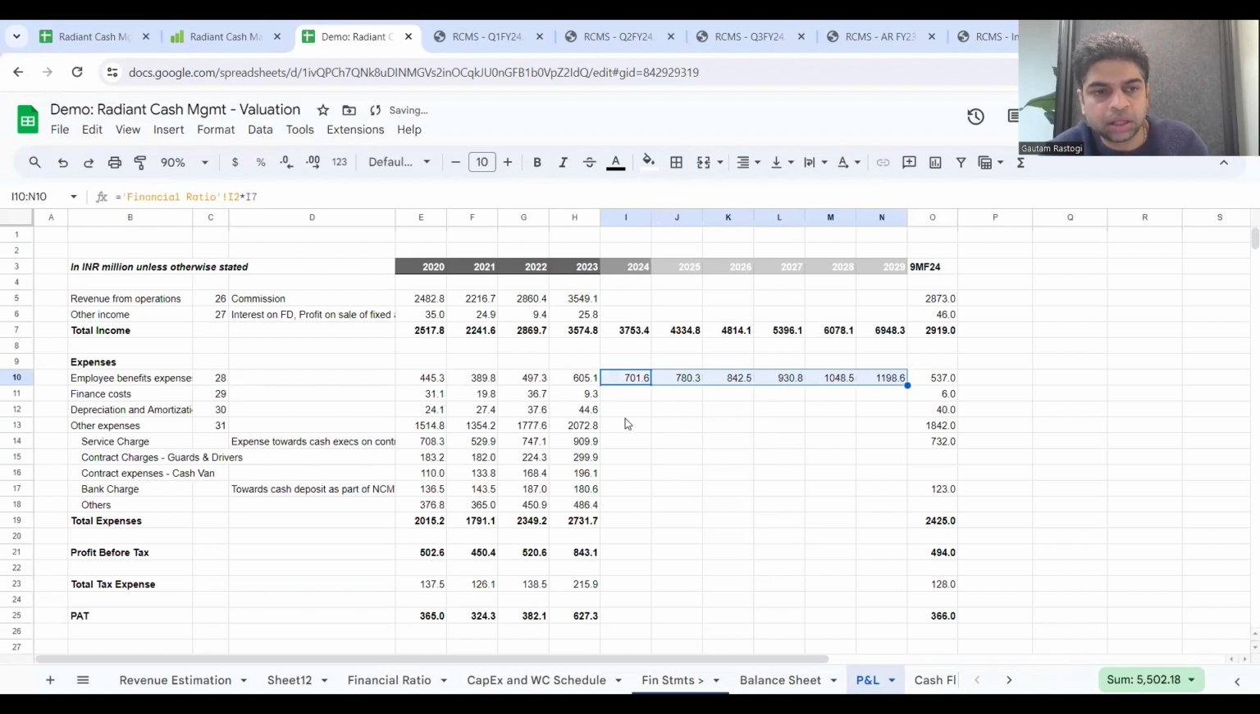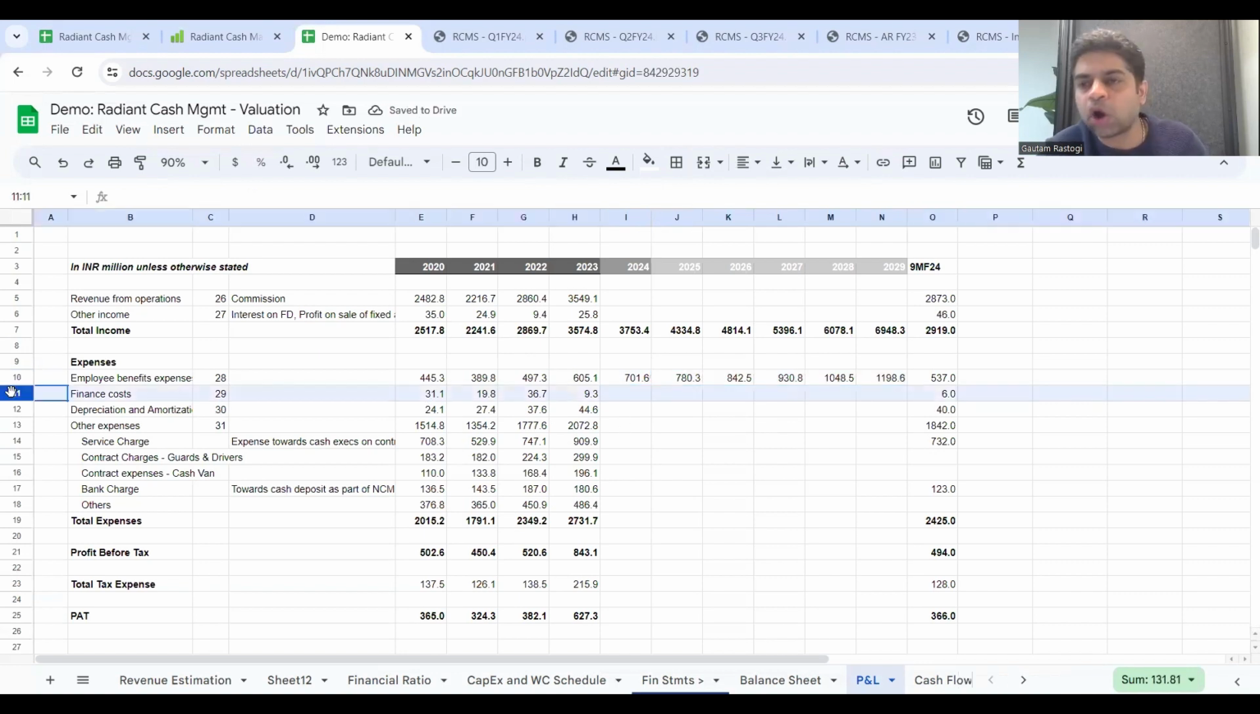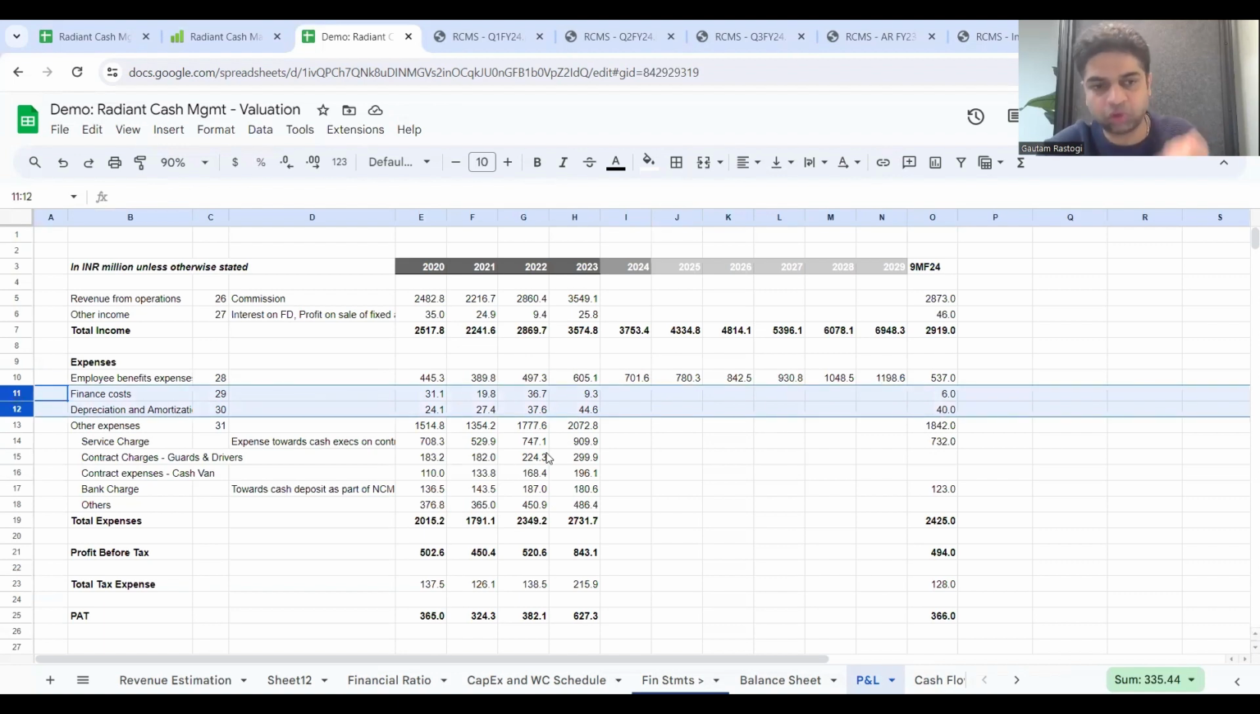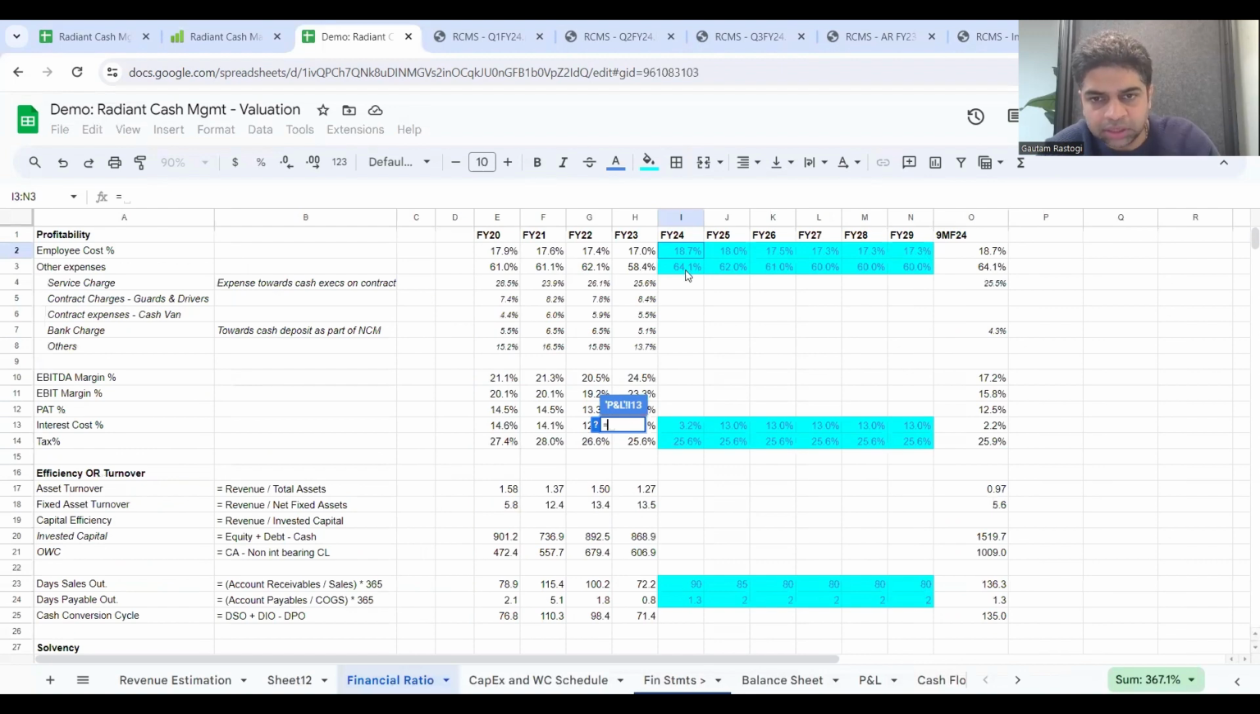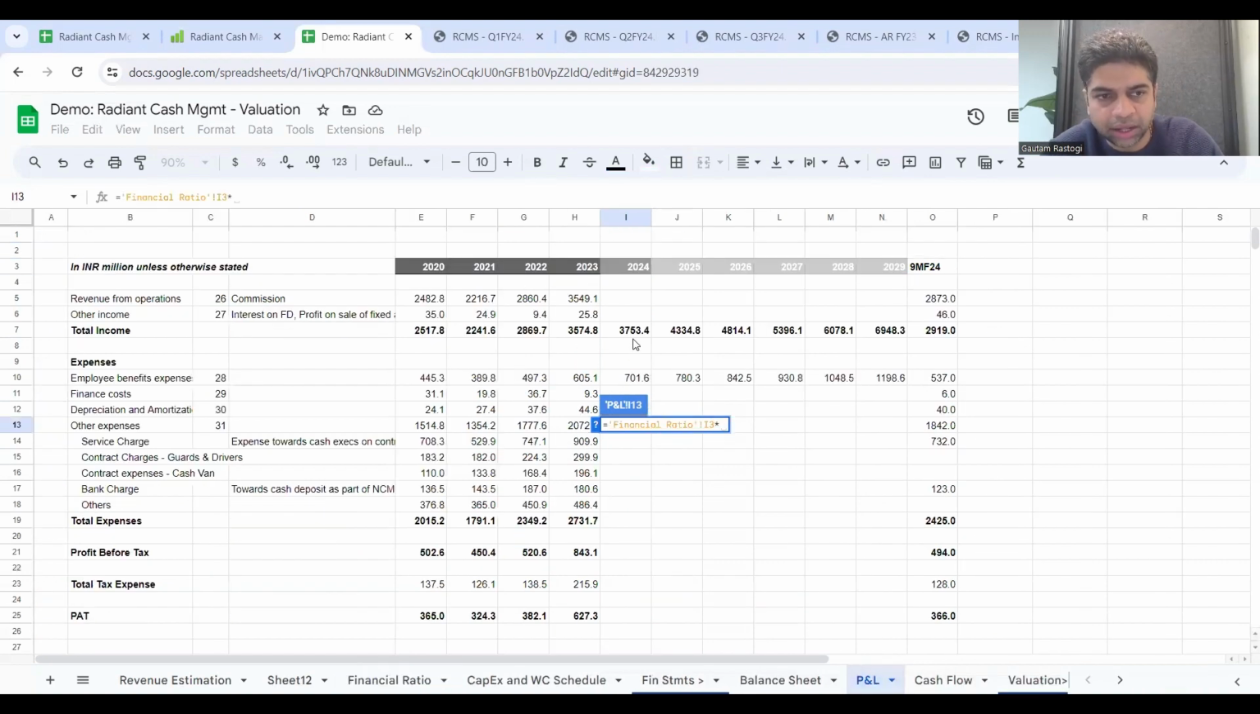Okay, all right. Finance cost and depreciation we won't be able to model until we model the balance sheet. So let's leave these two items for now. Let's model the other expenses. Okay, so other expenses, this is 64.1% times their income. Okay, and let's drag it.